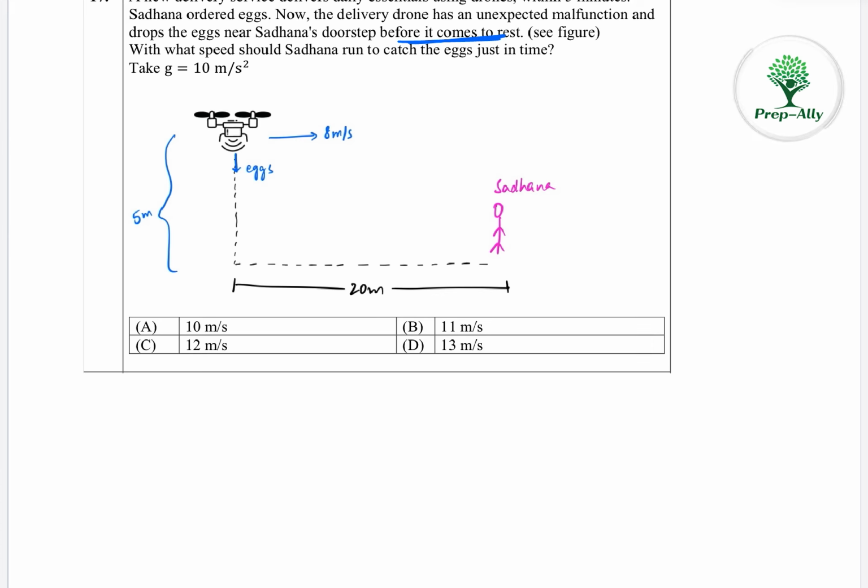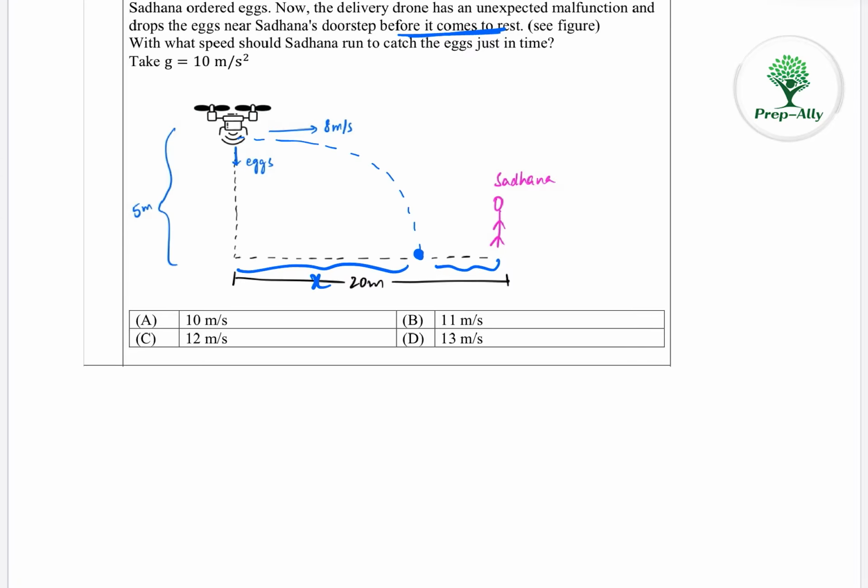Okay, so you see the eggs are dropped here while the drone is flying like this. So if you can imagine how the eggs would move, something like this. Now we have to figure out where it will land and how much time it will take to land, then we can know how much distance there would be between Sadhana and the point where the eggs would hit the ground, and then we can calculate the speed. Now, how to find out this distance x at which the eggs will fall and how much time it takes.